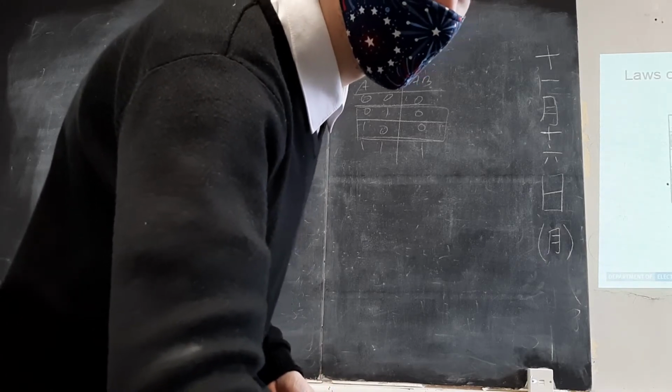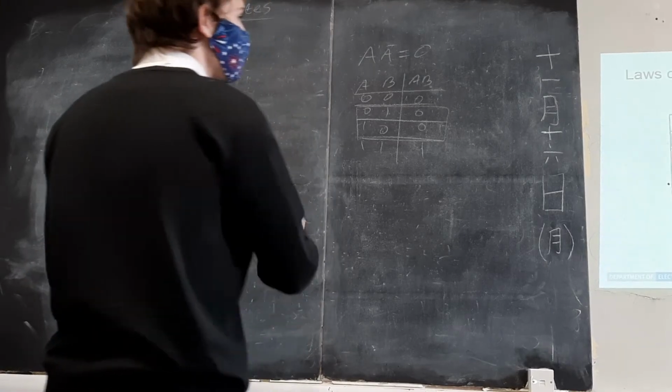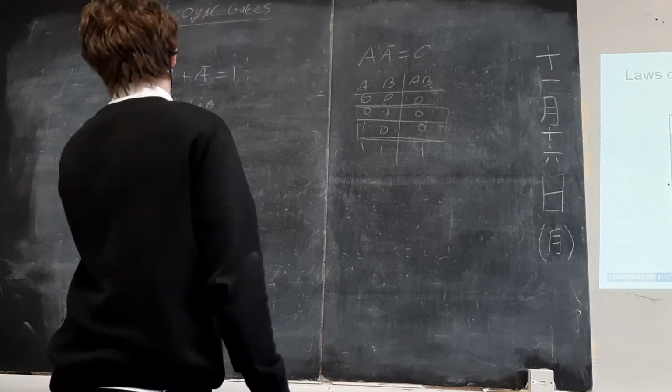So we have intersection, slightly more complicated. So that was the laws of complementation. Now we have the laws of union and intersection.